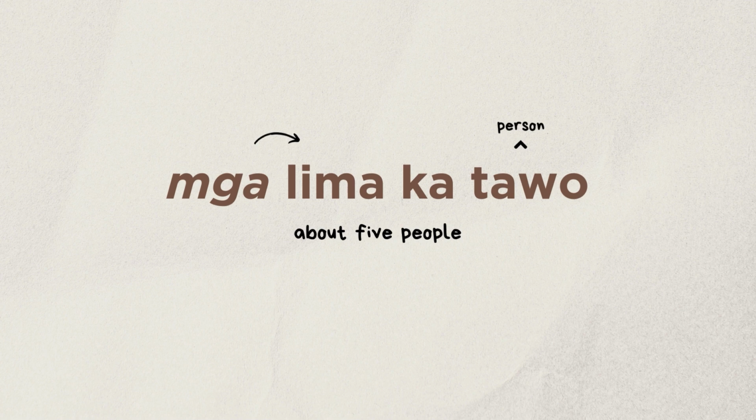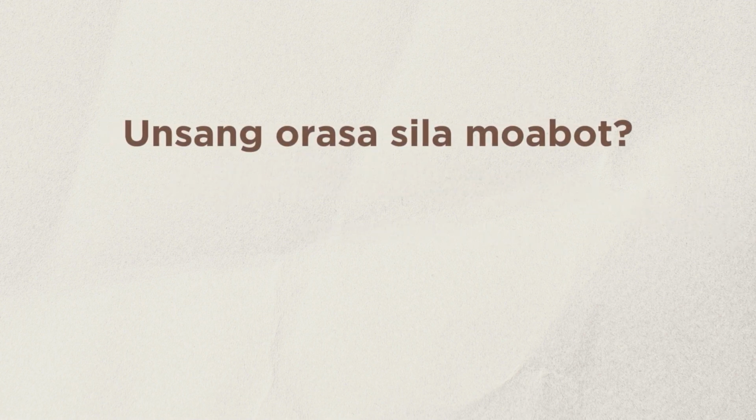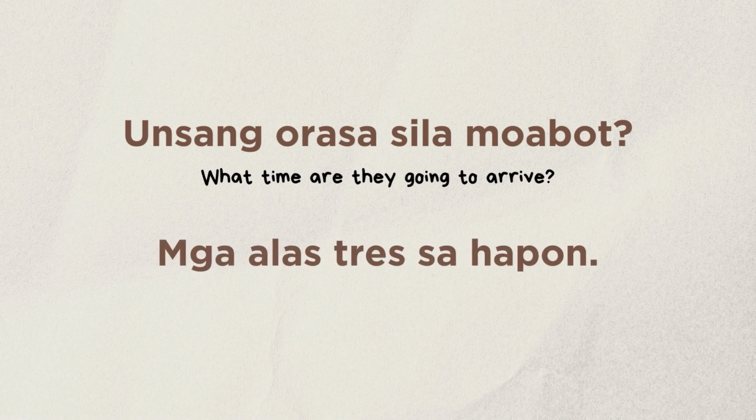You can also use mga to indicate an approximate time. Usang oras sila moabot? Mga alas 3 sa hapon, around 3 o'clock in the afternoon, or 3 p.m. As we can see in this example, putting mga shows an approximation of what time the person might arrive. If we are going to remove that mga there, then it would sound like that person will really arrive at 3 in the afternoon, just like in English.